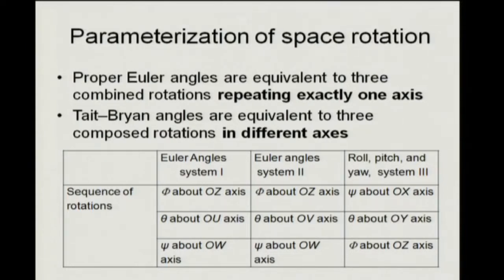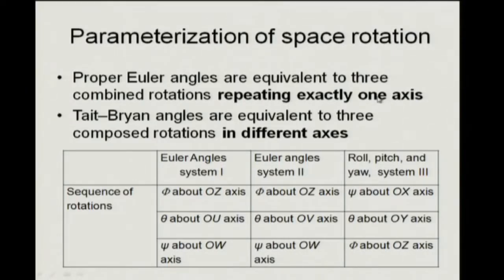Now this is not a new problem, right? People have been working on it for roughly 300 years now. Euler worked on this problem, and what he came out with is that you can represent a rotation in space as equivalent to 3 combined rotations about orthogonal axes, or ones repeating exactly one axis.